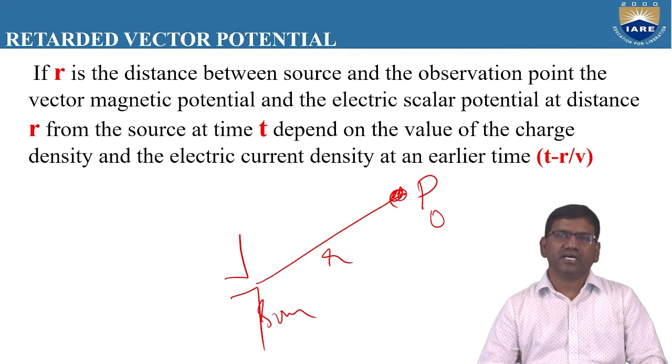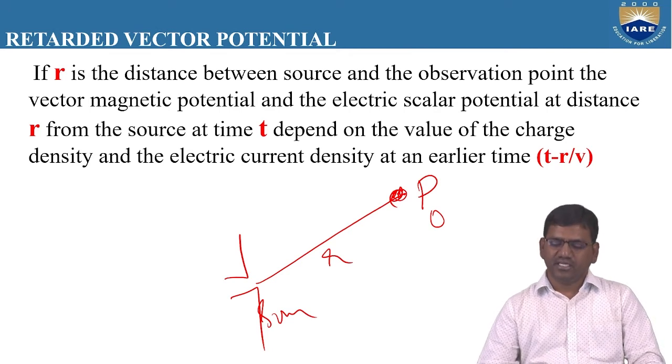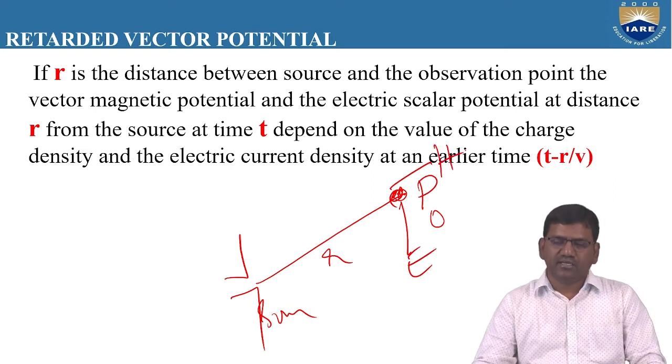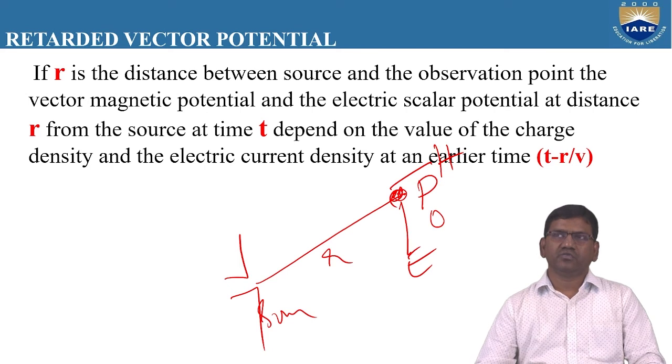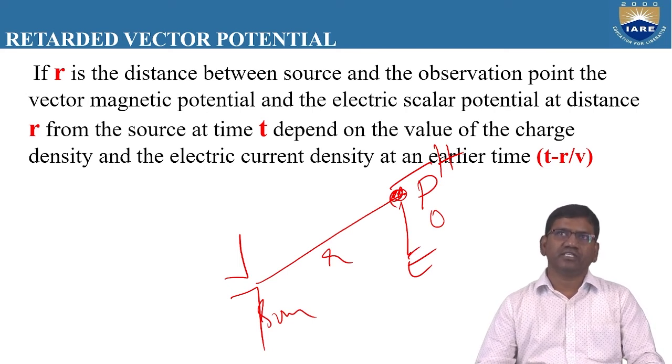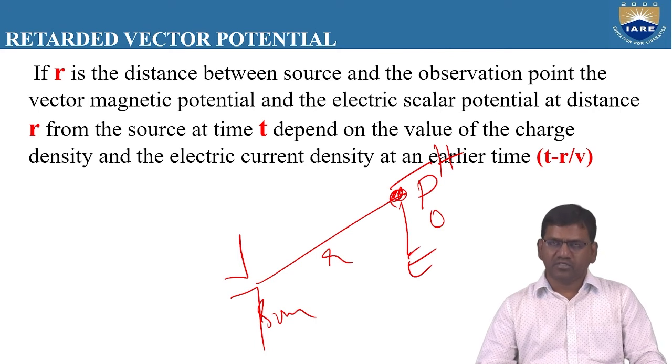Here, the potential at this point P. There are two types of potential: one is the electric potential, the other is the magnetic potential. That means here the fields are of two types: electric field and magnetic field. As we have two types of fields, we are going to get two types of potentials.